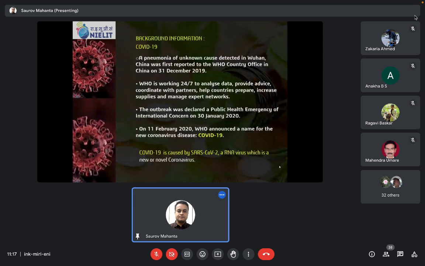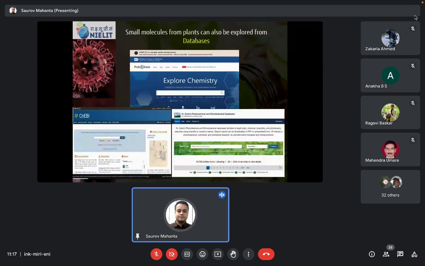Then comes the actual filtration of the molecules. We'll not take each and every molecule we get in databases or in GCMS analysis. We won't require that. It is not required. So we'll get only some selected compounds. Before that, we can do a mass screening of the compounds for drug-likeness properties. The plant compounds may also be toxic, right?